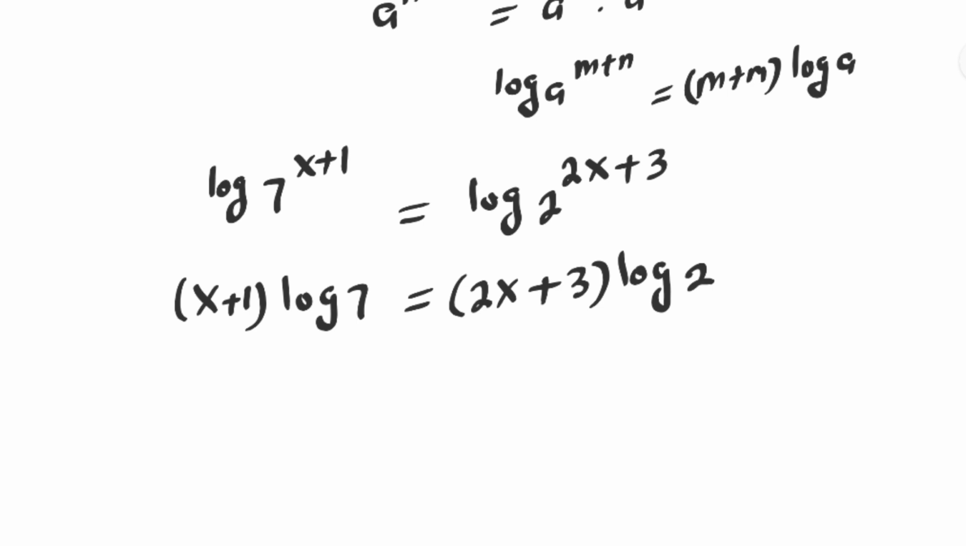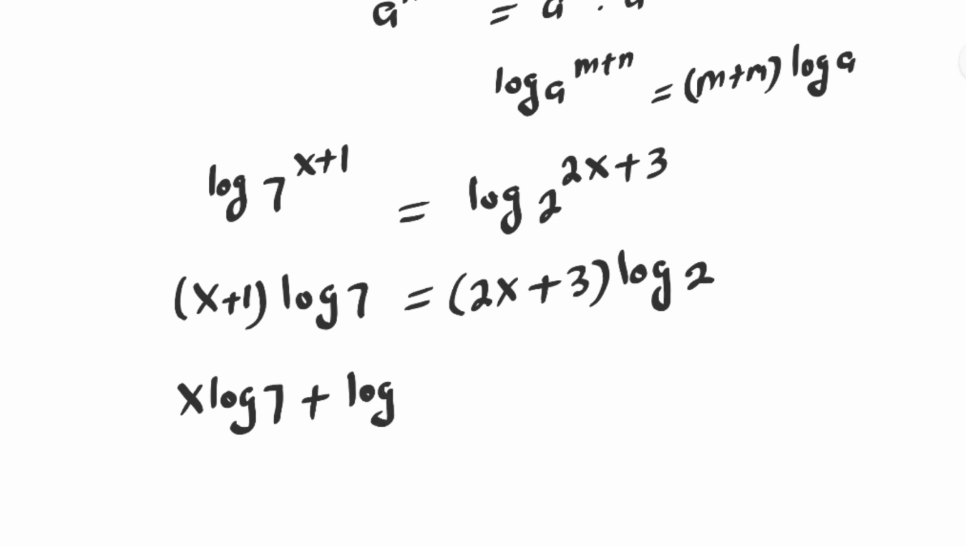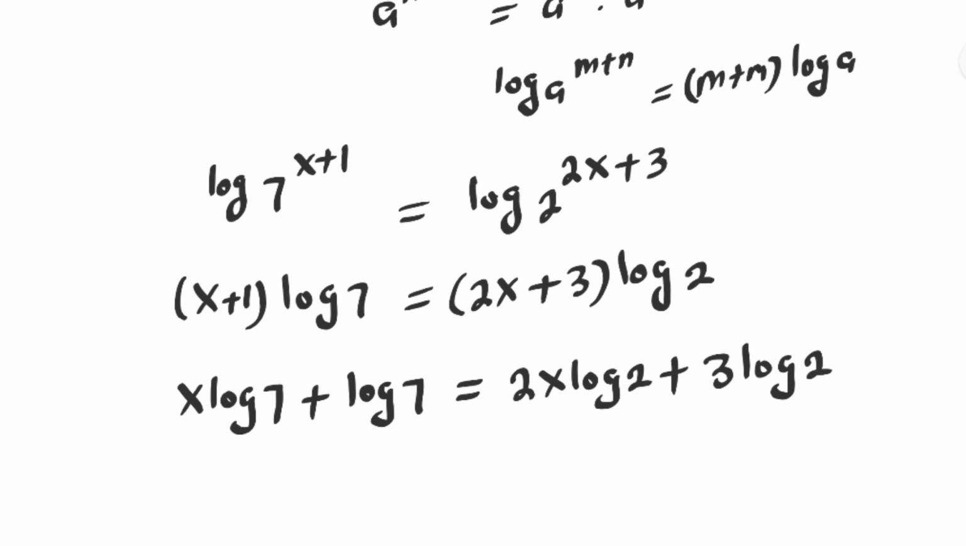Now let us open the bracket with this log. We have x multiplied by log 7, x log 7 plus 1 multiplied by log 7, log 7 is equal to 2x multiplied by log 2, 2x log 2 plus 3 multiplied by log 2, 3 log 2.